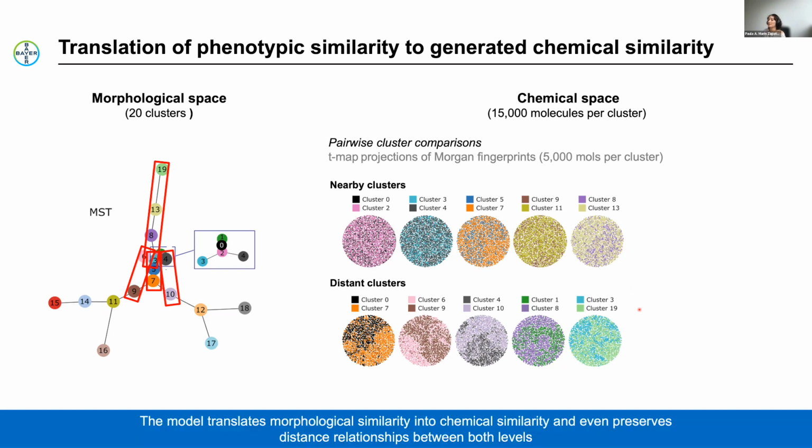So at the end, these results show that the model is able to translate morphological similarity into chemical similarity, and that it even preserves distance relationships between both levels.